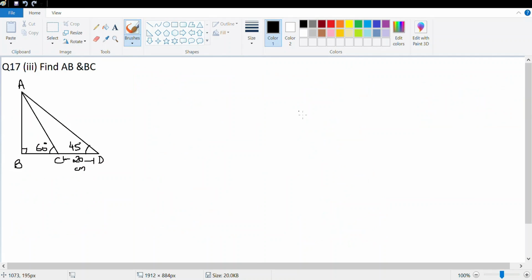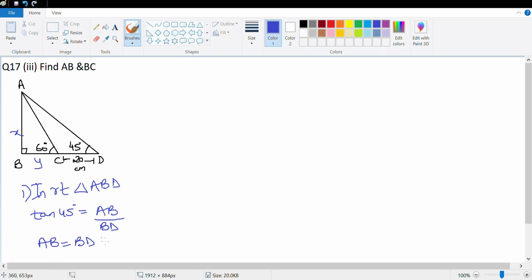The next question that we do is question number 17, part 3. Again, find AB and BC. Again, we have two right triangles, so let's look at the bigger triangle. So number 1, in right triangle ABD, we have tan 45 degree is equal to AB upon BD. Let AB be equal to X, let BC be equal to Y. So what we have is AB is equal to BD. Yes, AB is equal to BD is equal to Y plus 20.